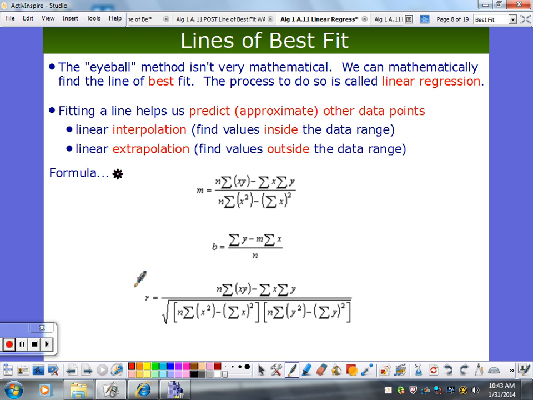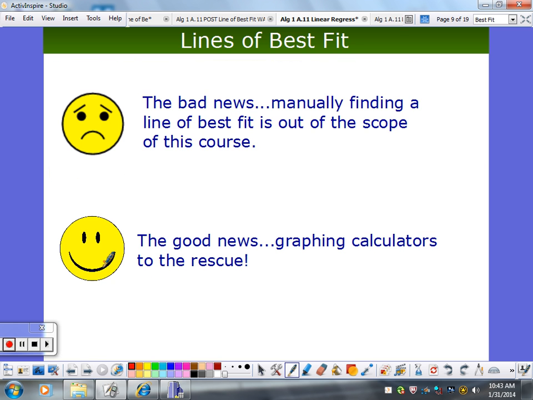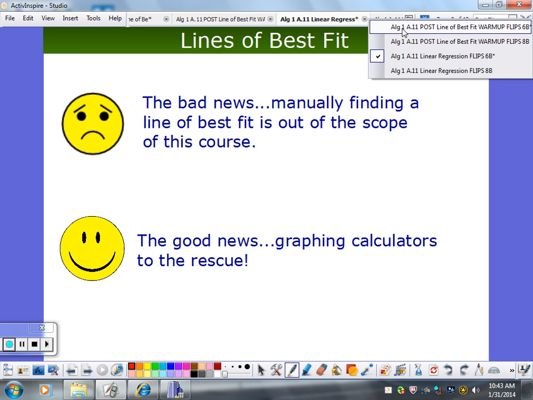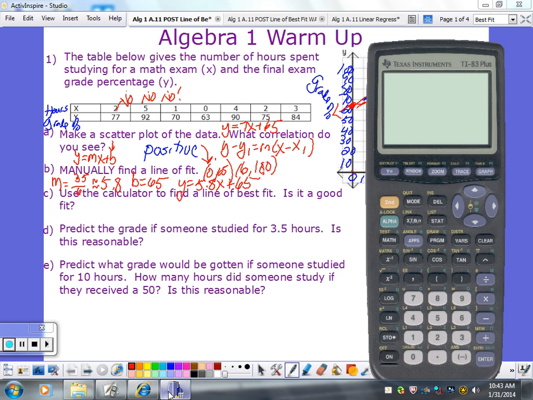But yeah, I know, but we have some happy news. Look, everybody's got their happy face on now. Yes, we are going to use the calculator to do it. Come on, I had to do that to you guys. You know, I had to. So let's use the calculator.